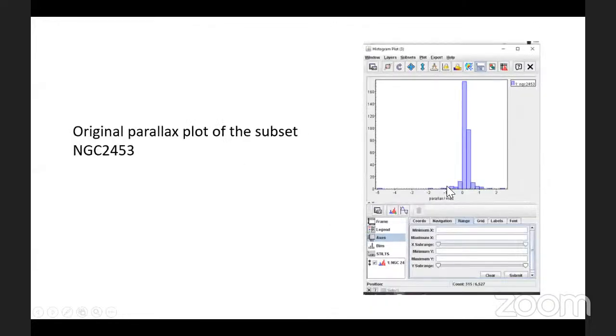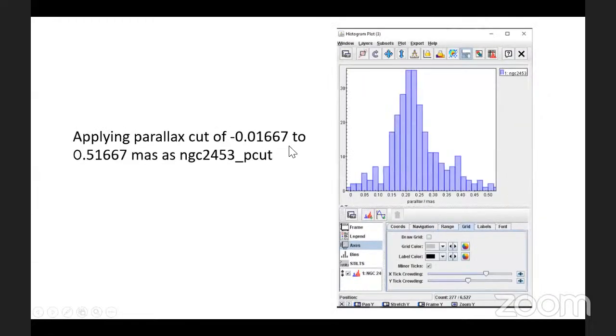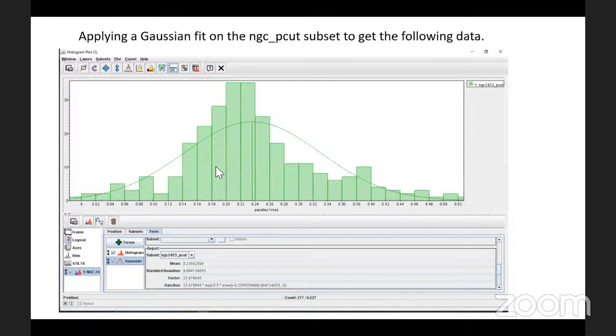My first parallax cut was from minus 0.01667 to 0.51667. This was the first parallax cut. I did a Gaussian fitting of the parallax cut, and I got a mean of around 0.236 and a standard deviation of 0.09. Obviously, this is a very high standard deviation. And so I go on doing the parallax cuts, useful parallax cuts, I would say.